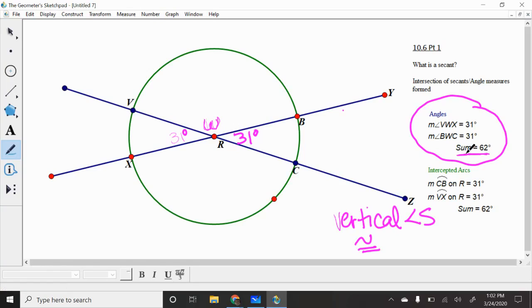Also, make sure you keep an eye on the sum. That's the sum of these two angles. 31 plus 31 is 62. So we're going to be looking at this sum, 31 and 31. That's 62.